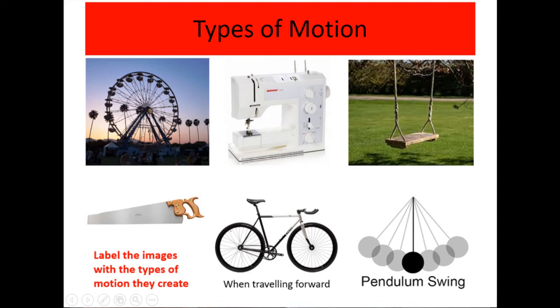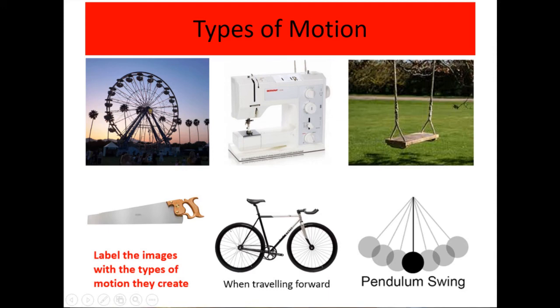If we look at the top left, we've got a Ferris wheel. If you're sitting on a Ferris wheel and you are constantly going round and round in a continuous circle, I would hope now you'd understand that you are creating rotary motion. You've got a sewing machine in the top middle. Like I was saying before, the needle is going up and down, up and down, so that creates a reciprocating motion. If you are sat on a swing, swinging backwards and forwards, that swing's not going in a straight line, is it? It's actually curving. So when you're going up and back again, you're creating oscillating motion.